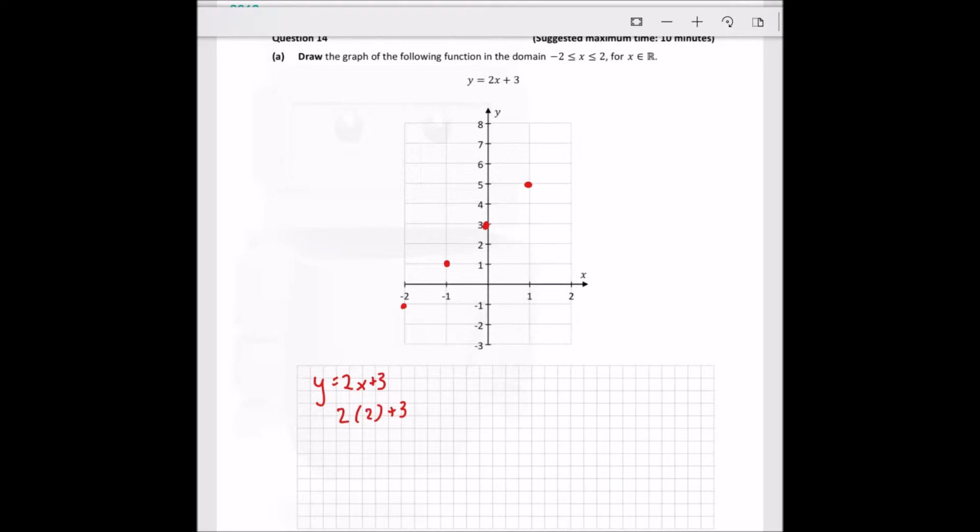And when we put in 2, 2 twos are 4, plus 3, which is 7. We get out 7 when we put in 2. So there we go, and we just have to join these, and it's a straight line.